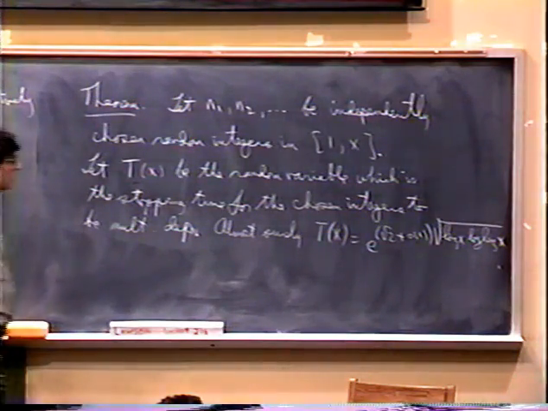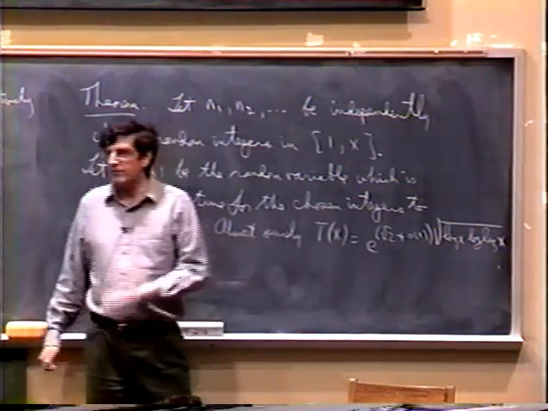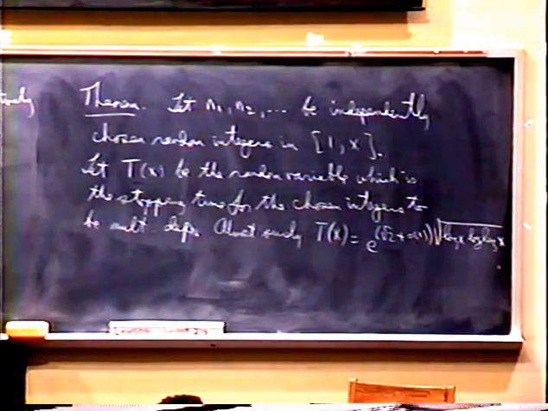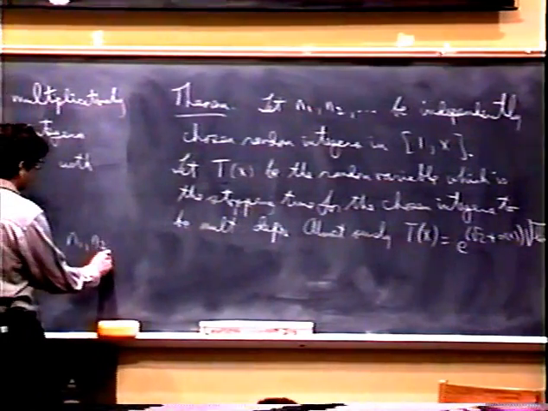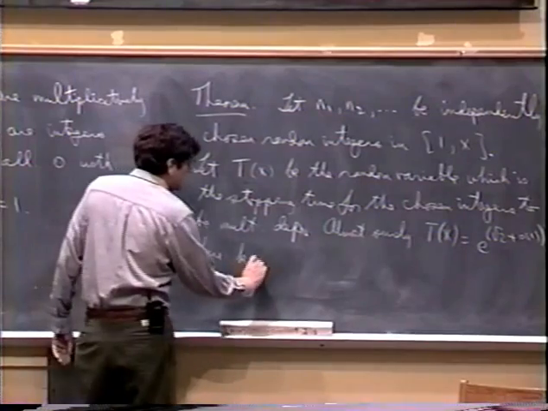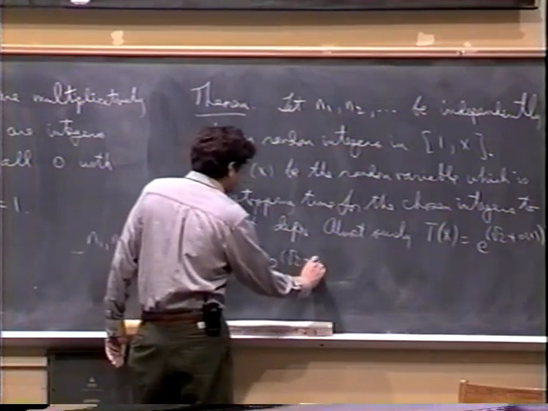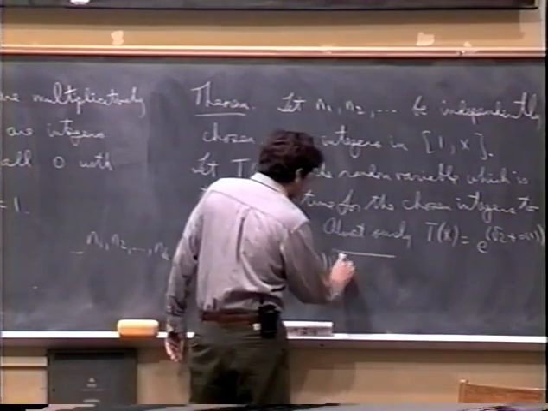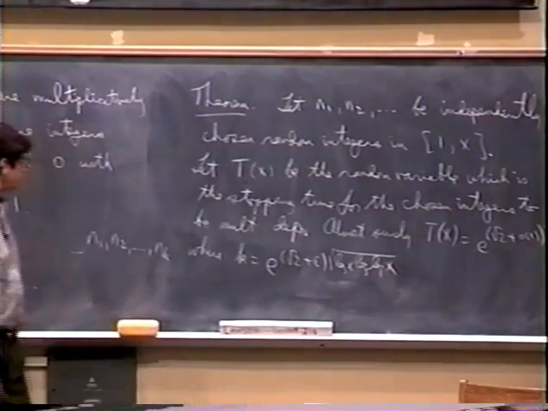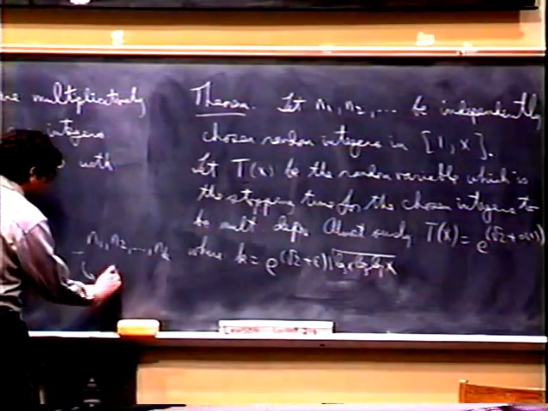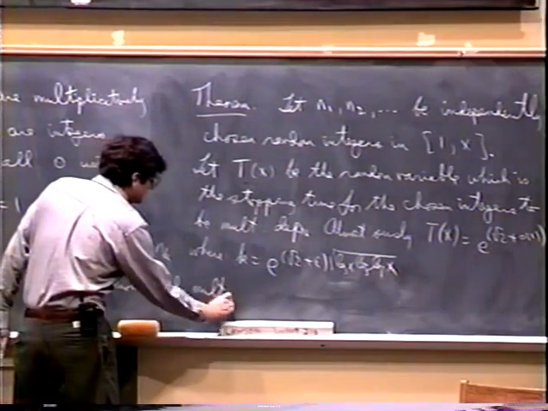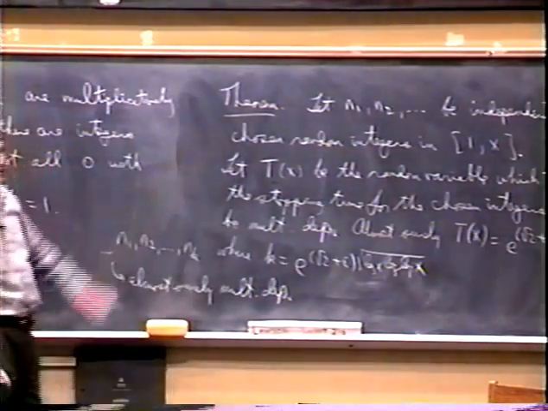The easy one is the one with the plus epsilon, to show that once you get up to plus epsilon, so that the claim is that if you have n1, n2 to nk, where k is e to the square root of 2 plus epsilon, plus a small quantity, log x log log x, these are almost surely multiplicatively dependent, which is 1/2 of this theorem.